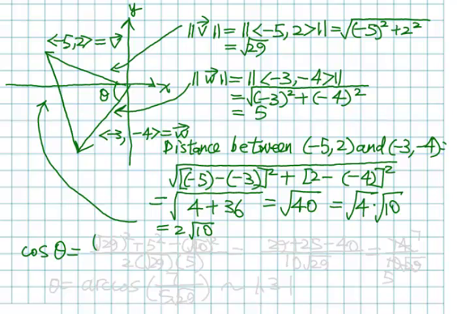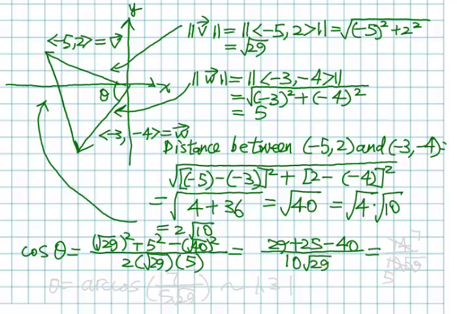Using the law of cosines, we have cosine of theta equals (square root of 29 squared plus 5 squared minus square root of 40 squared) over 2 times square root of 29 times 5. That equals (29 plus 25 minus 40) over 10 square root of 29, which equals 14 over 10 square root of 29, which reduces to 7 over 5 square root of 29. Then theta equals arc cosine of 7 over 5 square root of 29, which is exactly the same as what we got before. That's approximately 1.31.